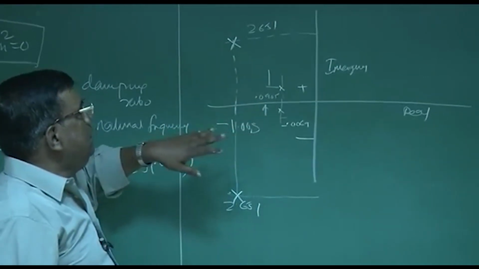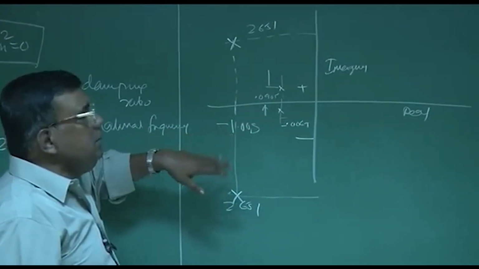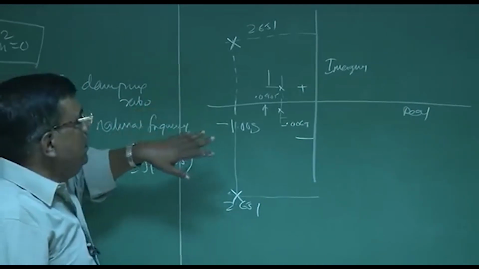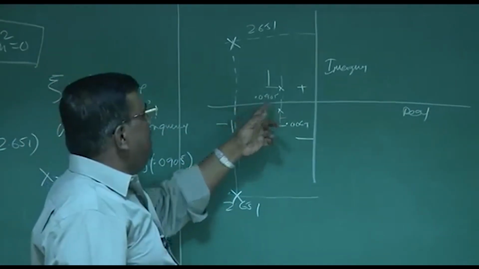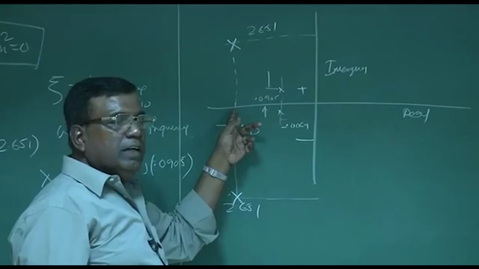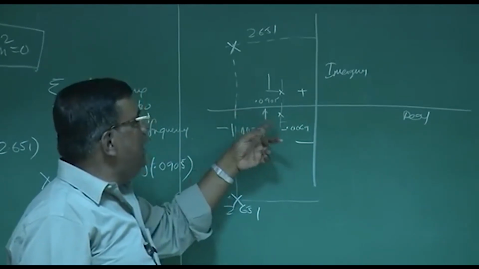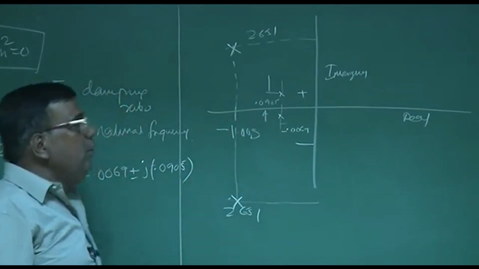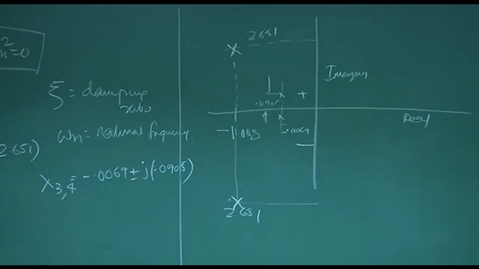Immediately you know that this corresponds to the longitudinal case, and one of the pairs has a very large negative real value, and the other has a smaller negative value. And you know, a larger negative value means it will decay very fast. This understanding we should have.